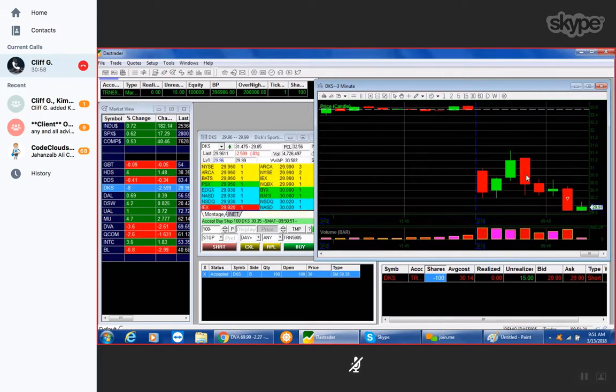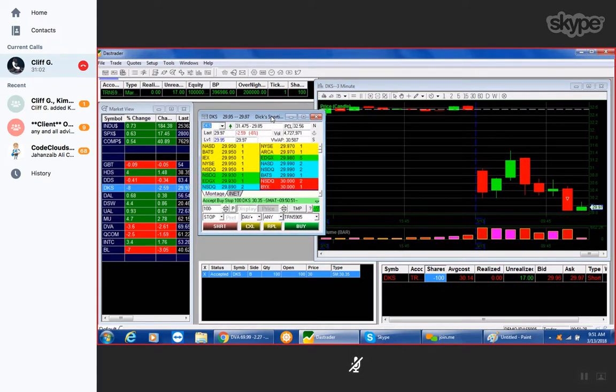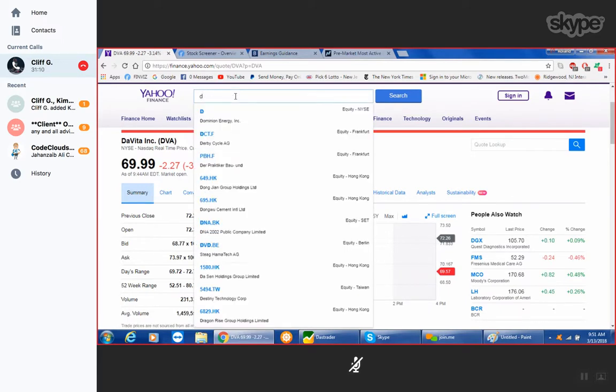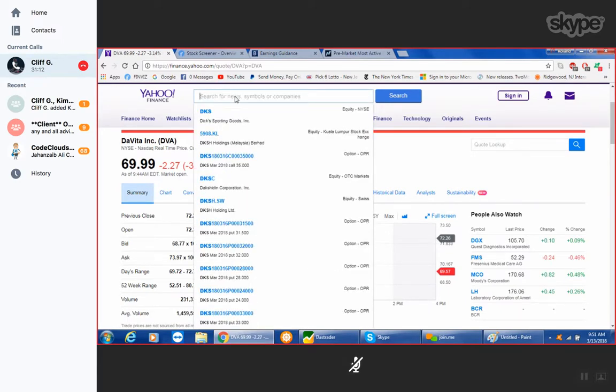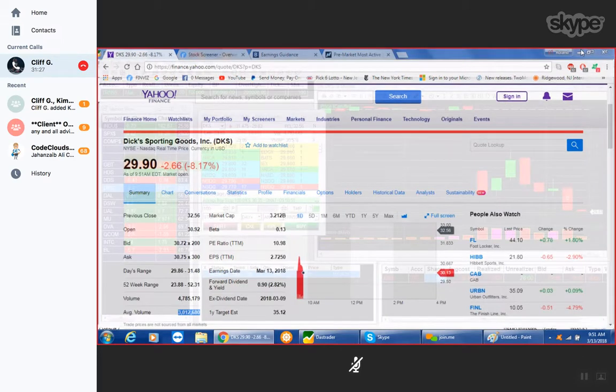So here's a down stock. Let's look at this. Down 8% with almost 5 million shares already traded. What's the average daily volume on DKS? It's almost 5 million in a day right now. Look at the average daily: it's 3 million in an entire day. Because of this catalyst, this volume will double, triple, maybe even quadruple in any event.